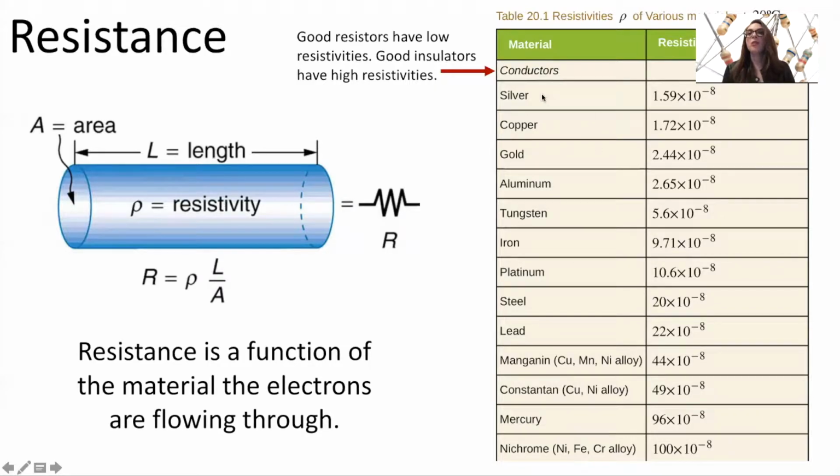Okay, and so if we look at these conductors here, we see that silver actually has a pretty low resistivity. As we go down here, the resistivity of this material is increasing. So as you go to larger resistivities, that means you're becoming more and more of a better insulator. So good conductors have low resistivities. Good insulators have high resistivities. And this is table 20.1 in your textbook. You can also refer to this, and you will be needing to refer to this for your homework.